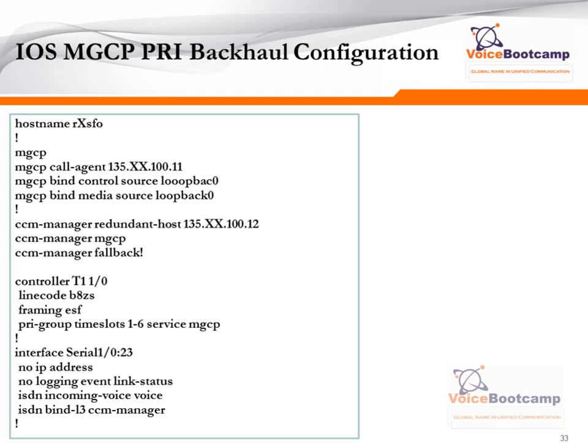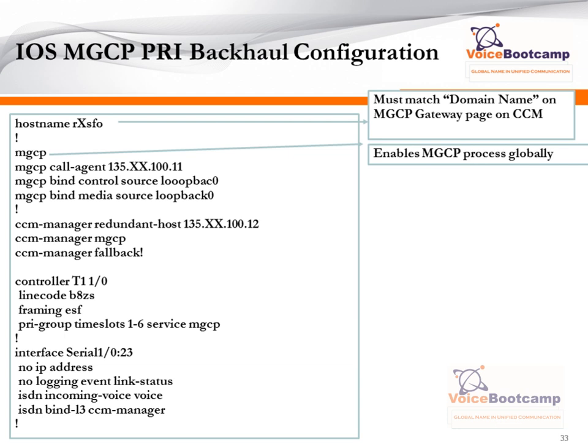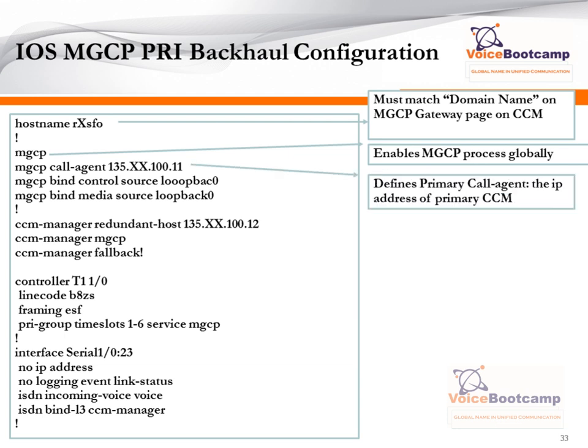Once you define that, then you type MGCP call agent to decide what is the call control device. Once you define the primary call agent, the IP address of the primary call manager, you bind the source address as well, source and media traffic for both. Bind the media and control source address to the loopback.